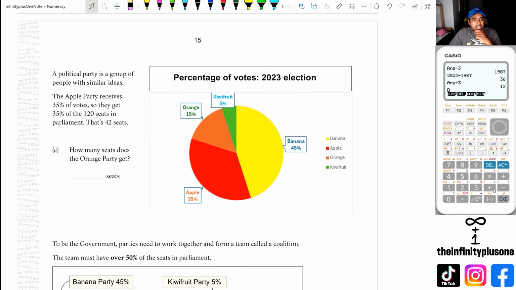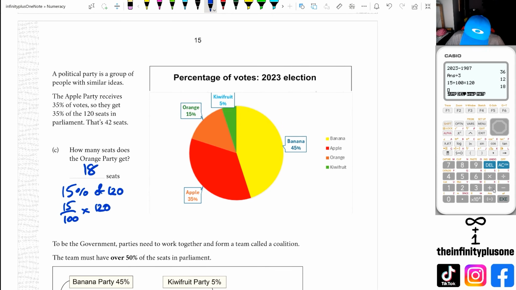Okay. Question C. We've got 120 seats in Parliament. Apple Party receives 35% of the votes, so they get 35% of 120 seats in the Parliament. That's 42. How many does Orange Party get? Now, Orange Party is on 15%, so we want to work out 15% of 120. So it's 15 over 100 times 120. And that's going to give me 18 seats for question C.